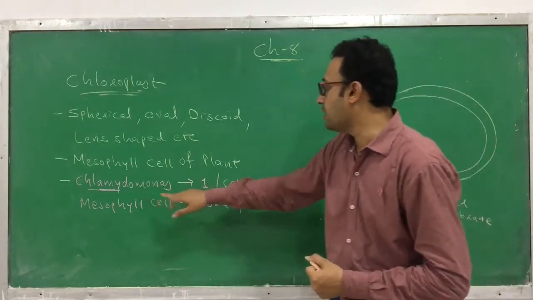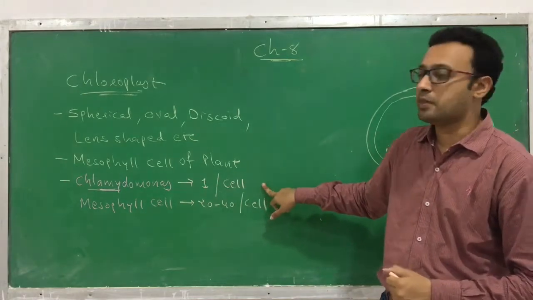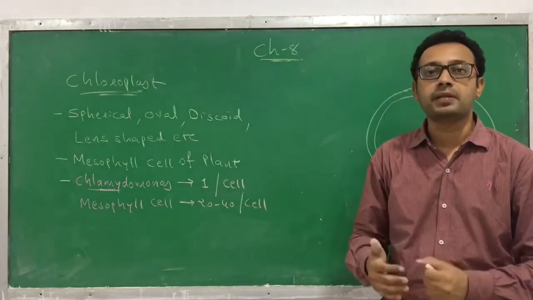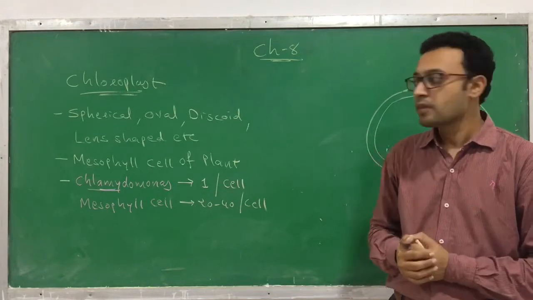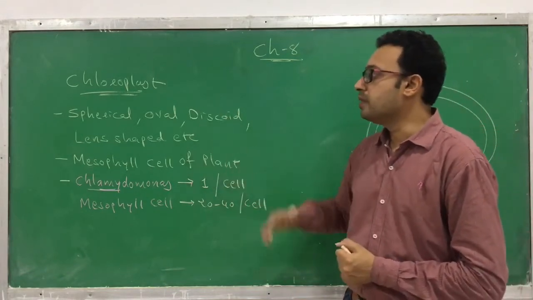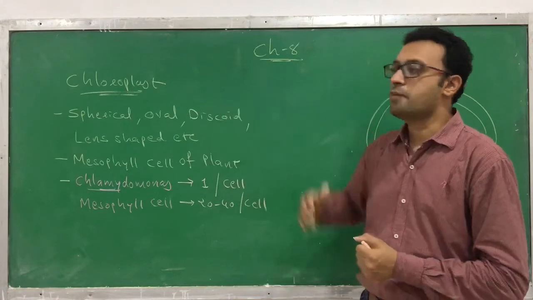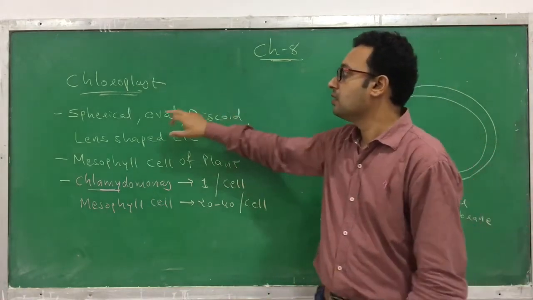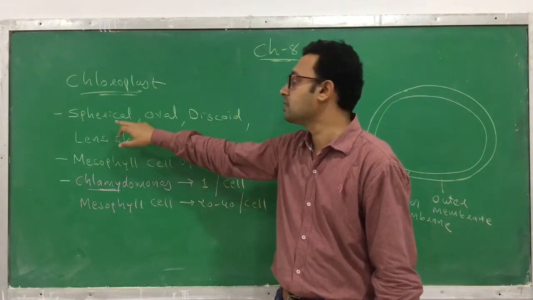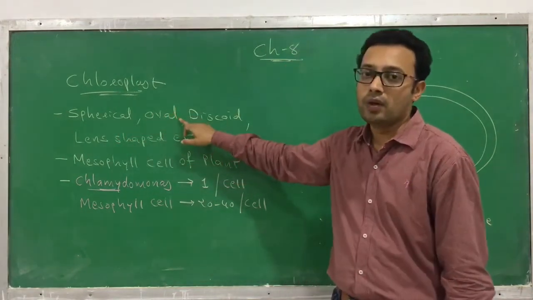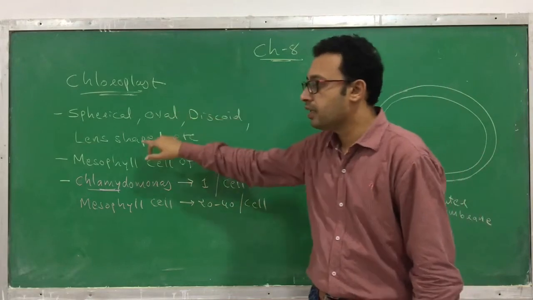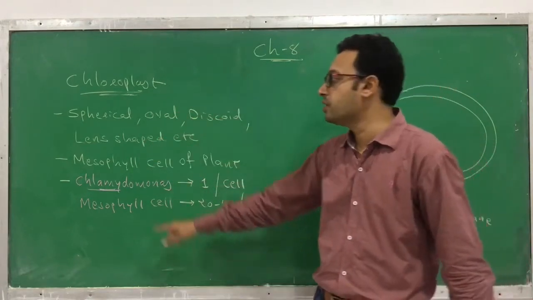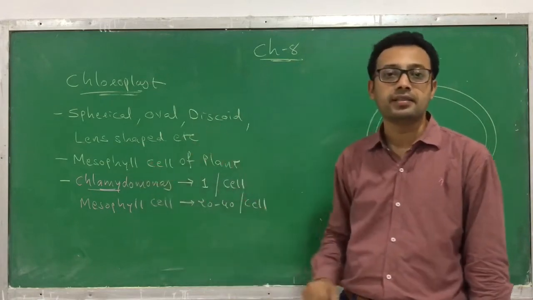In Chlamydomonas, 1 chloroplast is present per cell. In the case of a mesophyll cell, 20 to 40 chloroplasts are present per cell. Okay, so this is about the number, location and shape of a chloroplast. I again repeat, what is the shape of chloroplast? The shape of chloroplast is spherical, oval, discoid, lens shaped. Where is it present? Usually it is found in a mesophyll cell of a plant.